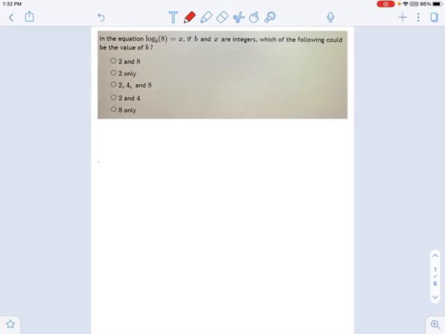We are now given a log equation, which just says log base b of 8 equals x, and told that b and x are integers. So which of the following could be the value of b? Well, that seems a little weird at first. It seems like we have two variables in one equation, but there are some constraints that are going to help us figure this out. And what I want to do is rewrite this log equation as an exponential equation.